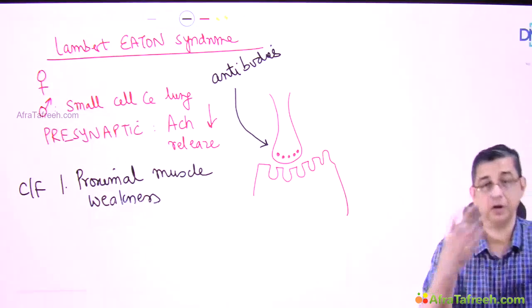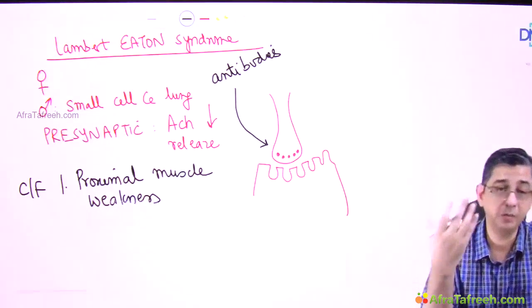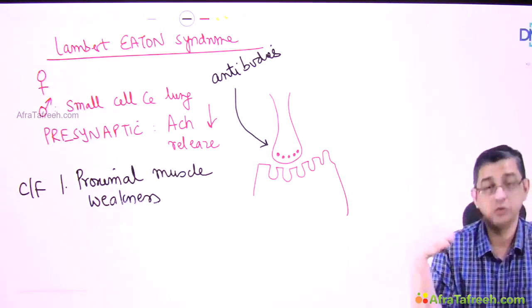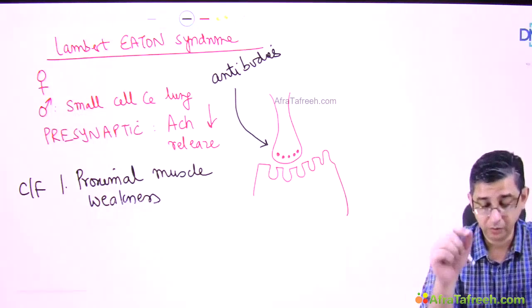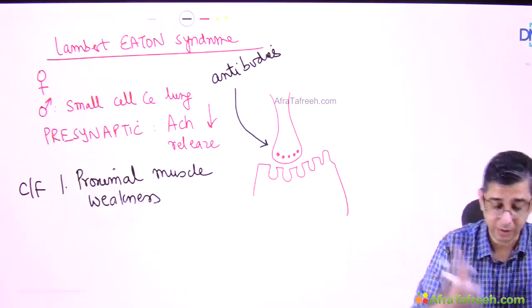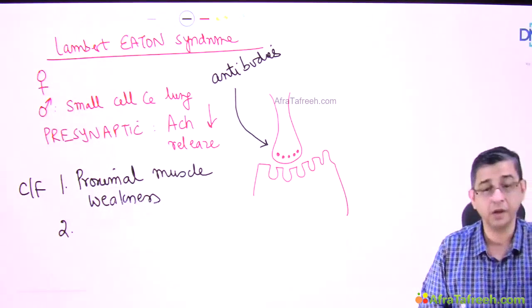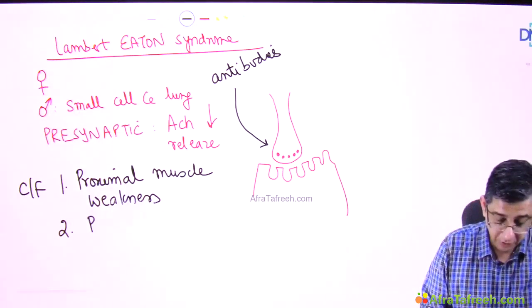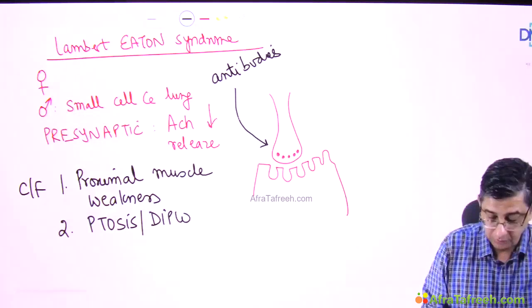The question might say difficulty in climbing stairs because the muscles of the hip joint are involved, or might say muscles of the shoulder joint are getting involved in the patient. So proximal muscle weakness is the initial presentation of these patients. Subsequently, obviously, the features will be ptosis, diplopia, chewing muscle weakness that would be written.